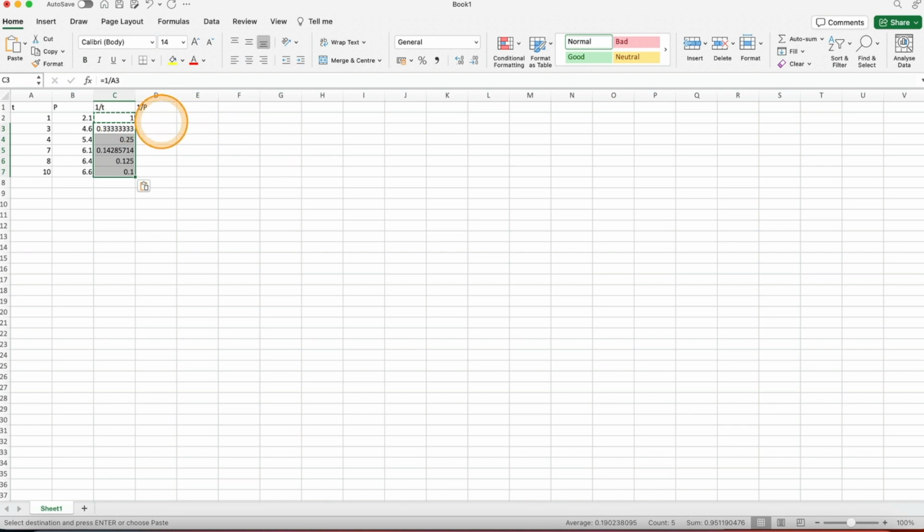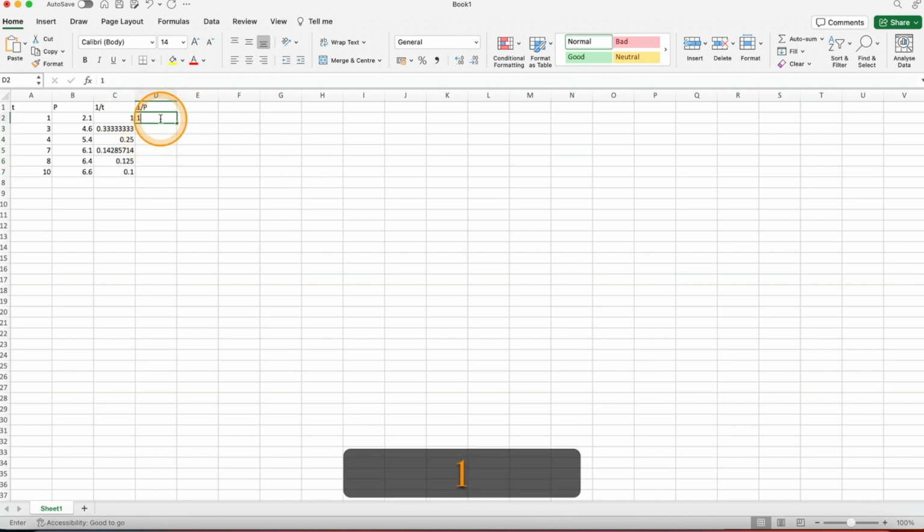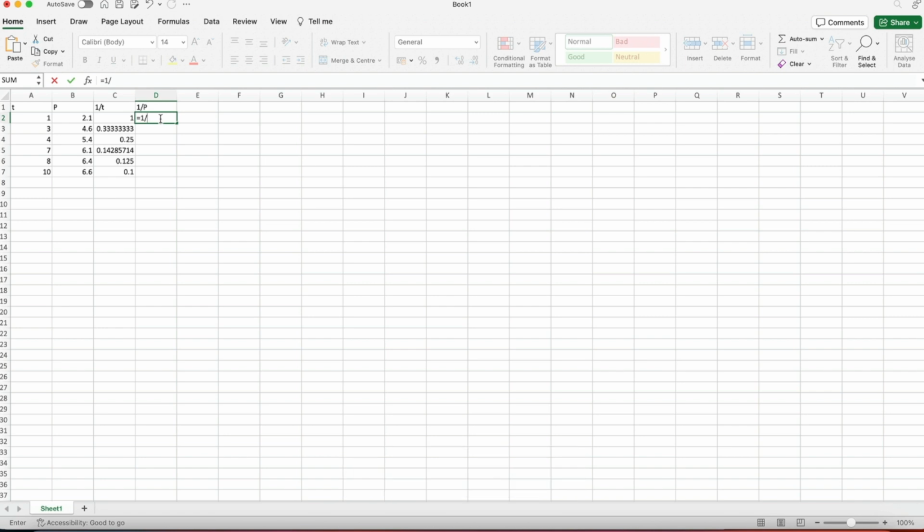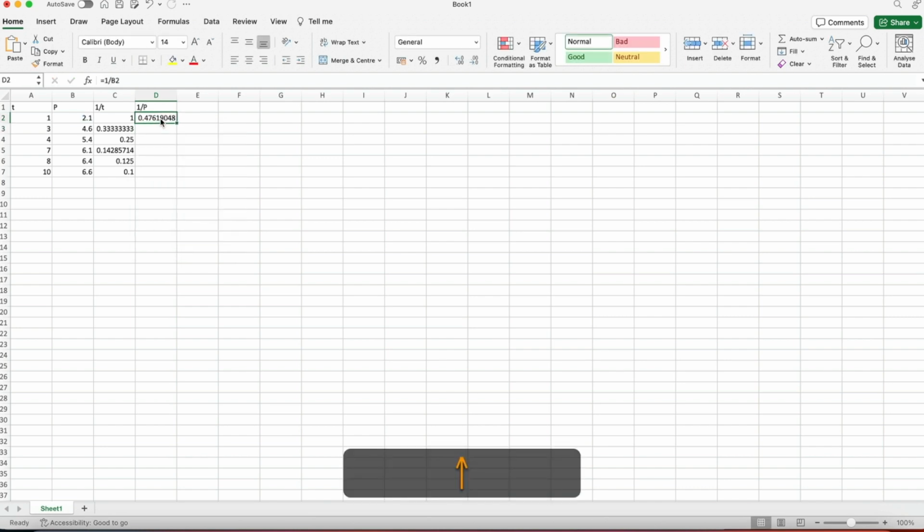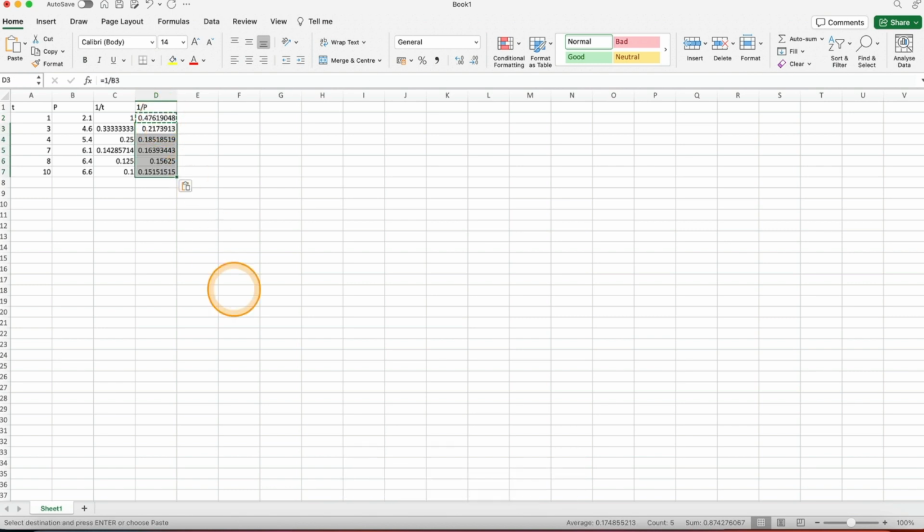Then I'll evaluate 1 divided by p. I put the equal sign, then 1 divided by the p in cell B2. Press the return key, then copy this and paste here. So I now have my values of 1 over t and 1 over p. What you now need to do is plot 1 over t versus 1 over p, where 1 over t is on the x-axis and 1 over p is on the y-axis.